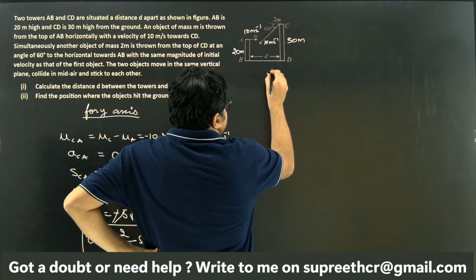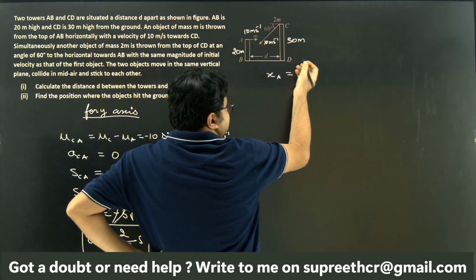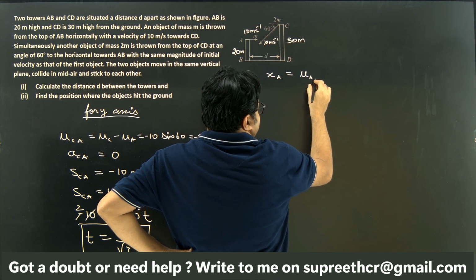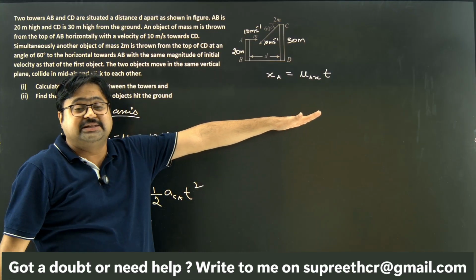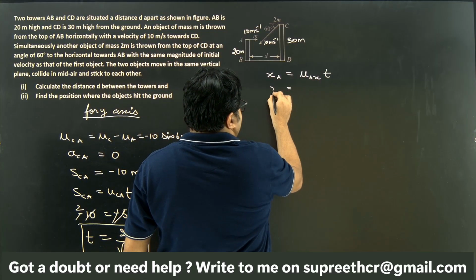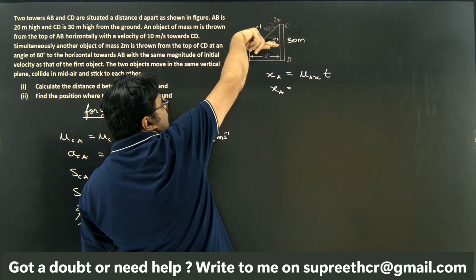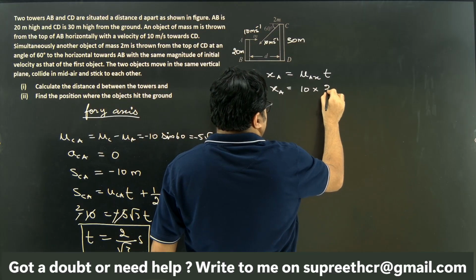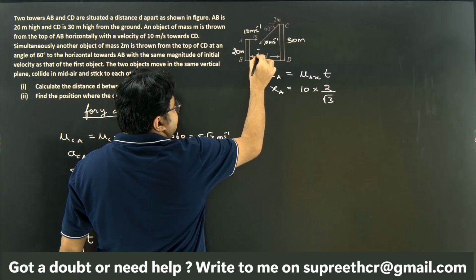The horizontal distance traveled by particle A in that direction would be equal to the horizontal velocity of A, UAX, into T, because there is no acceleration in that direction. Displacement would be equal to velocity into time. The initial velocity of A is 10, and it's horizontal, so that does not change. So it's just 10 multiplied by T, which is 2 divided by root 3. That's XA.